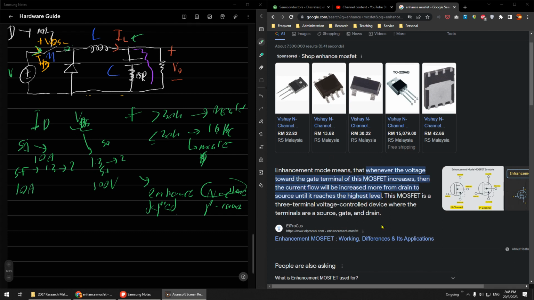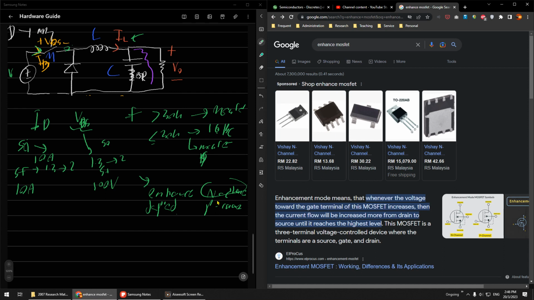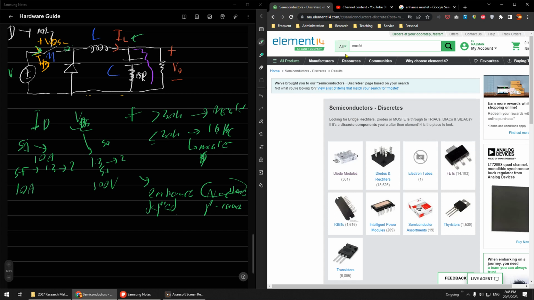So this is the N channel. The symbol is also different. This is the depleted MOSFET. I think this one will become short circuit if no gate, something like that. But usually we use the enhanced N channel. Enhanced N channel, make sure of that, because different types will show different, very different properties.